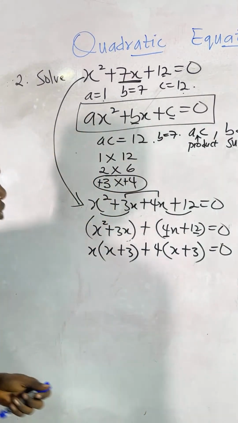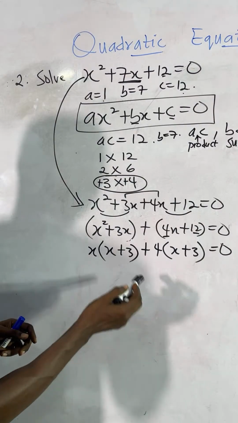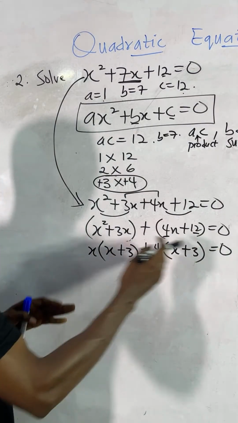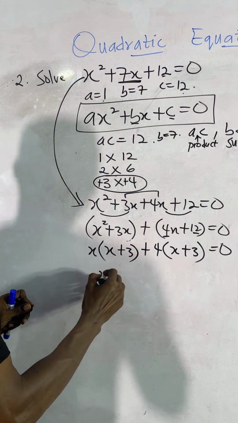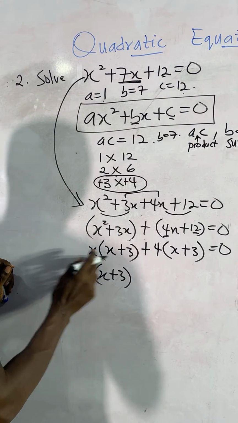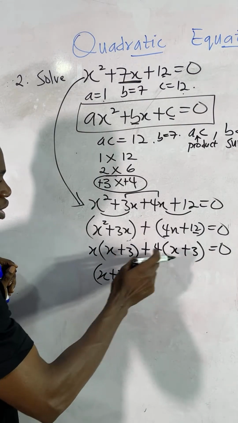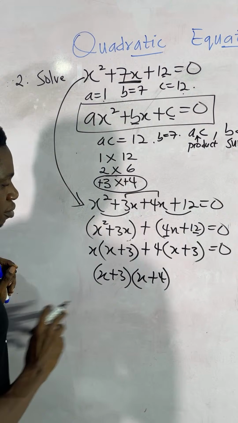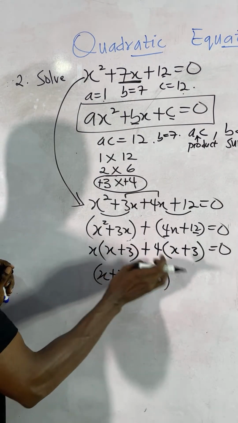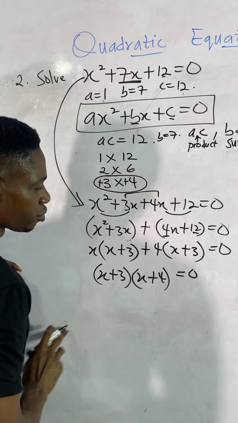Alright, so let's proceed. Now, this x plus 3 is common to both sides. So we pick an x plus 3. From the first side, we have x, and from the other, we have plus 4. So x plus 3 is common, and then x plus 4 equal to 0.